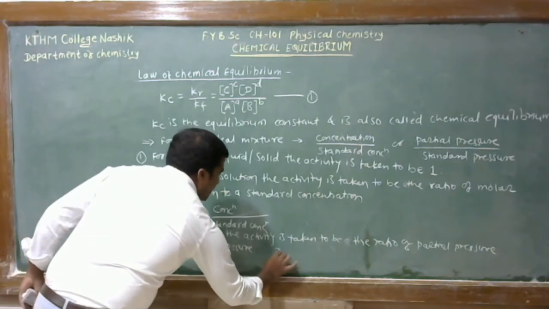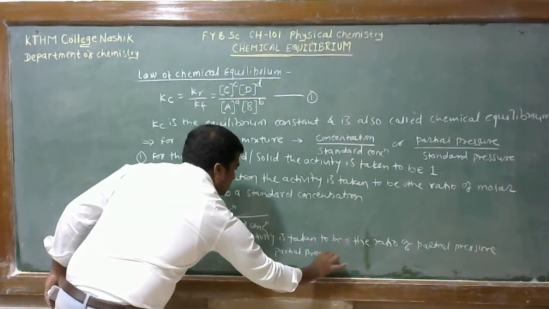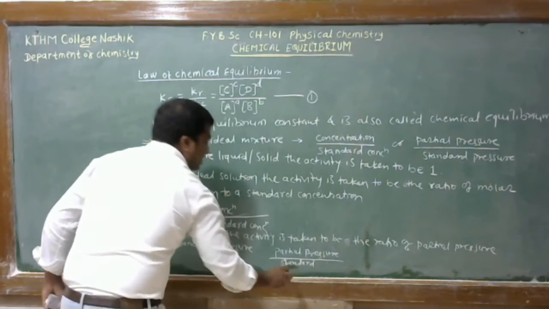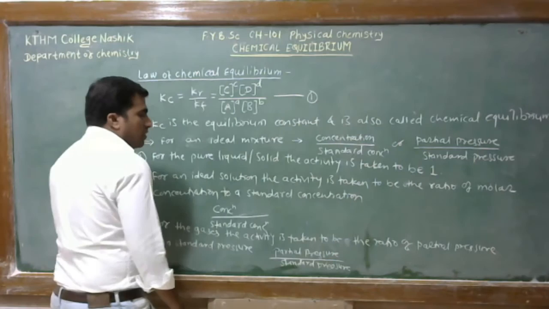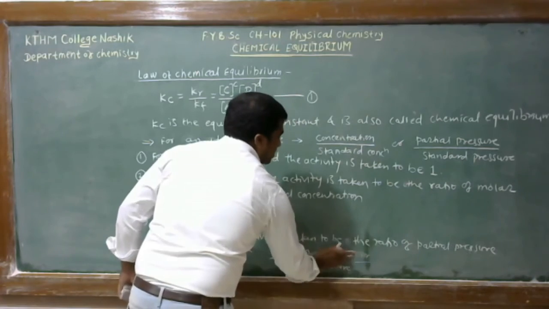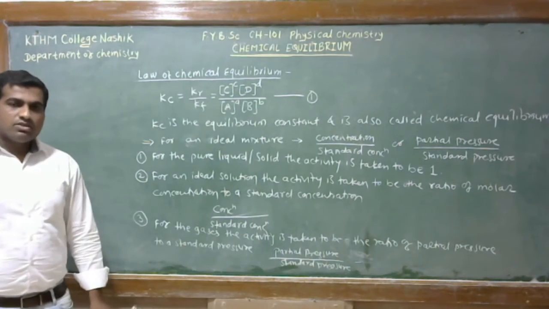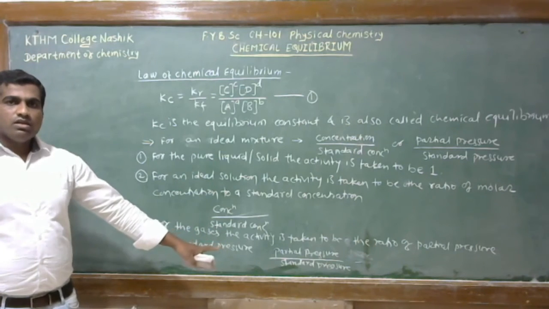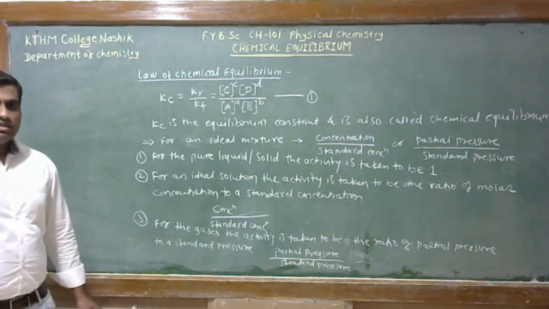That means the partial pressure divided by the standard pressure. Here also the unit for pressure is 1 bar. 1 bar for partial pressure, and standard pressure also 1 bar. So here also 1 bar gets cancelled and we'll get the unitless activities.